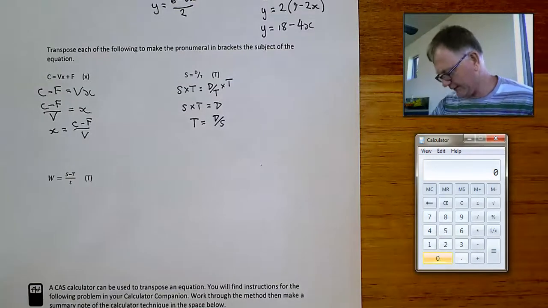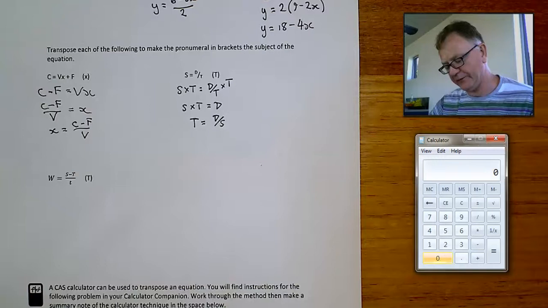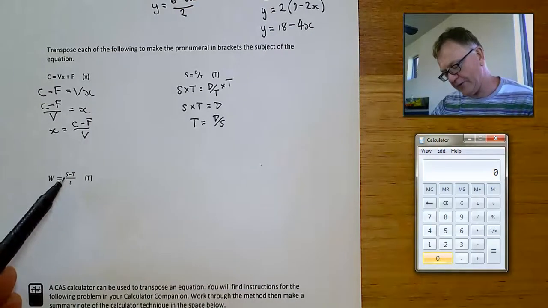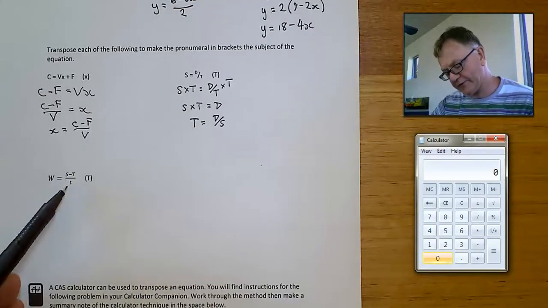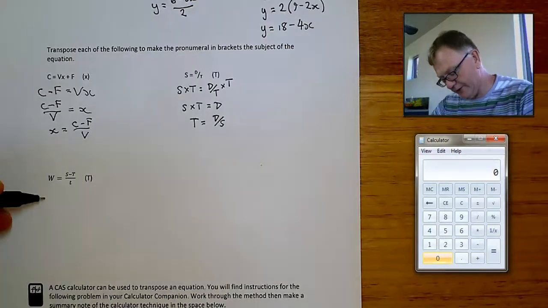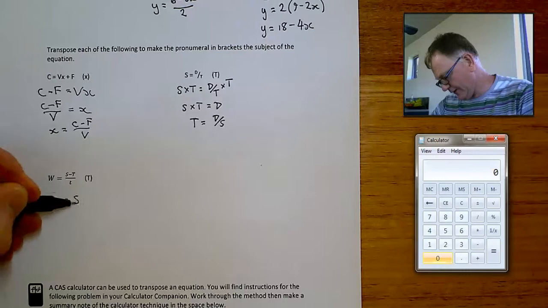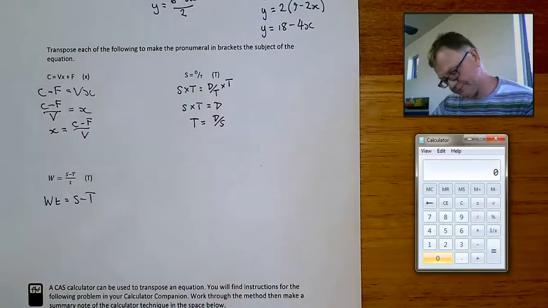Okay, I want to get capital T as the subject of the equation. And I'll start off here. At the moment we've got s minus t all divided by little t. If I multiply both sides by little t, I'll have w times little t equals s minus big T. That's all looking pretty good now.